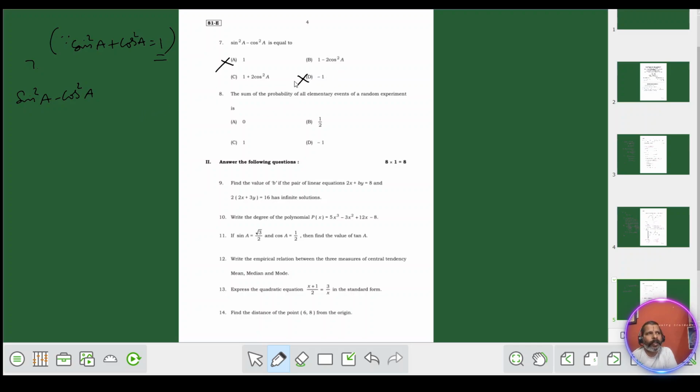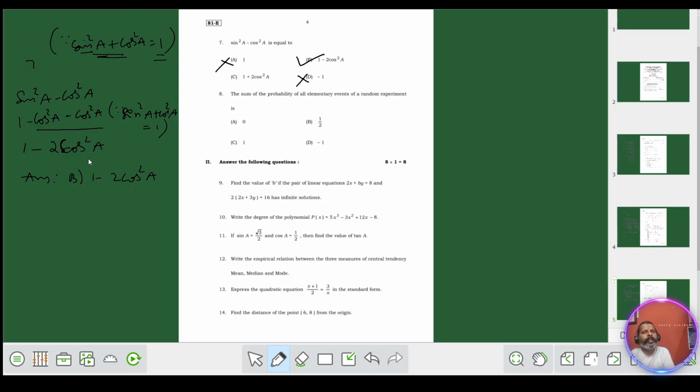So by looking at the answers, we should express sin square in terms of cos square. From this identity, sin square A is 1 minus cos square A. So I can write 1 minus cos square A minus cos square A. You write the reason: sin square A plus cos square A equal to 1. These are like terms, so we can write 1 minus 2 cos square A. Therefore, the answer is B, 1 minus 2 cos square A. Clear?